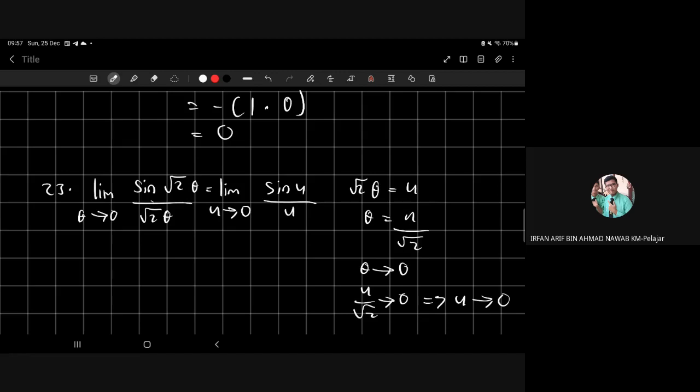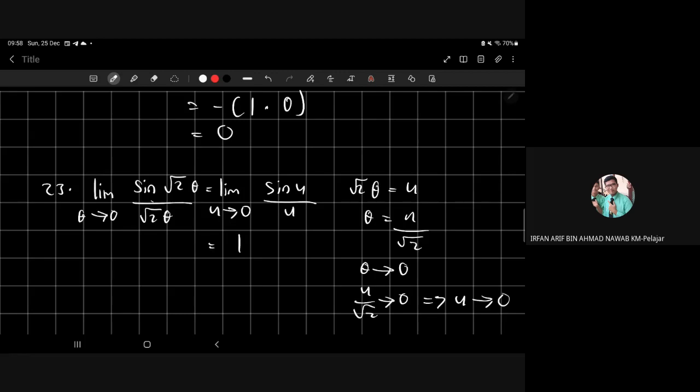Oh, sorry, theorem. It's a theorem, since we already proved it. Based on the theorem, which is the limit as theta approaches 0 of sine theta over theta, equivalent to 1, we could evaluate this limit simply as 1.